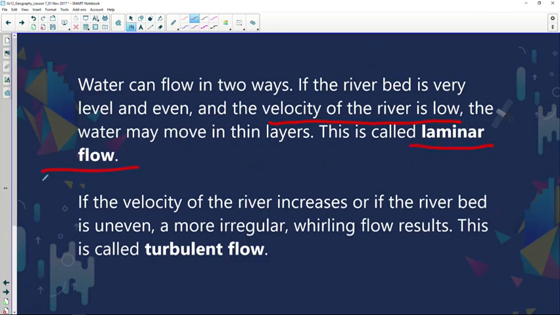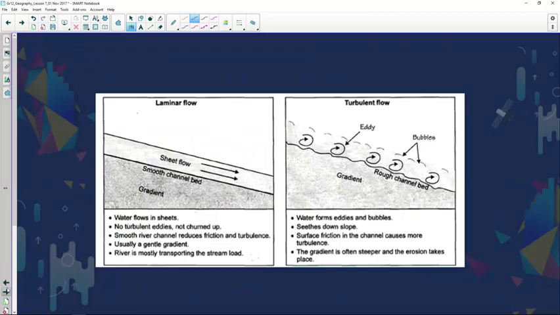Now, when the velocity of the river increases, that means the speed at which the water is flowing, we're going to experience turbulent flow. Now, keep in mind, there's the amount of friction on the riverbed and the steepness of the gradient. The next slide gives you a beautiful diagram explaining laminar flow and turbulent flow. As you can see with laminar flow, the gradient is quite gentle. It's a friction-free surface, and as you can see, the water flows in sheets.